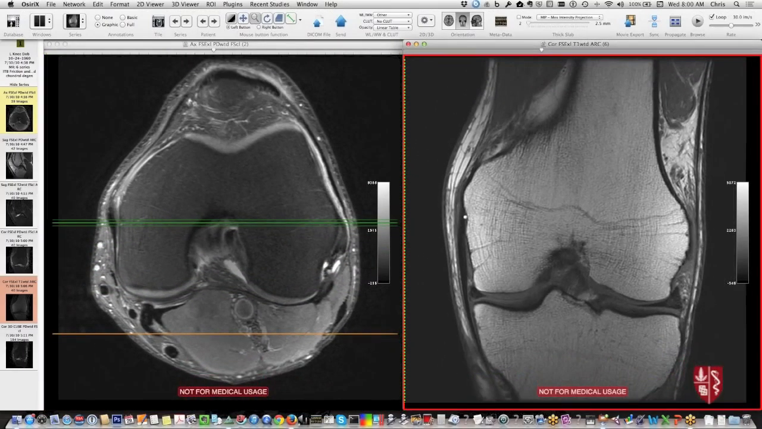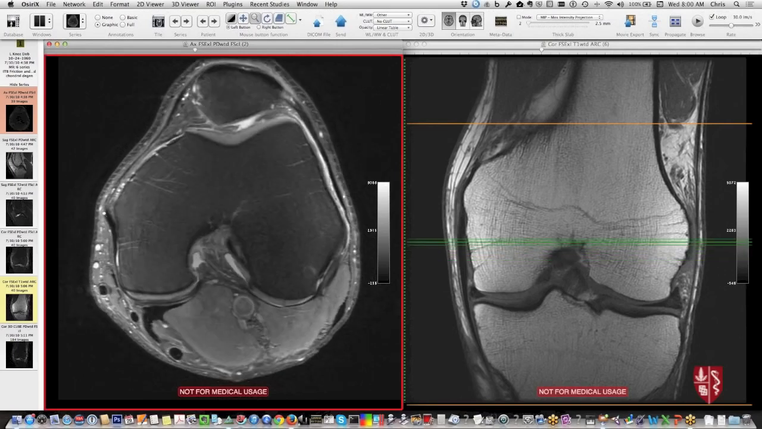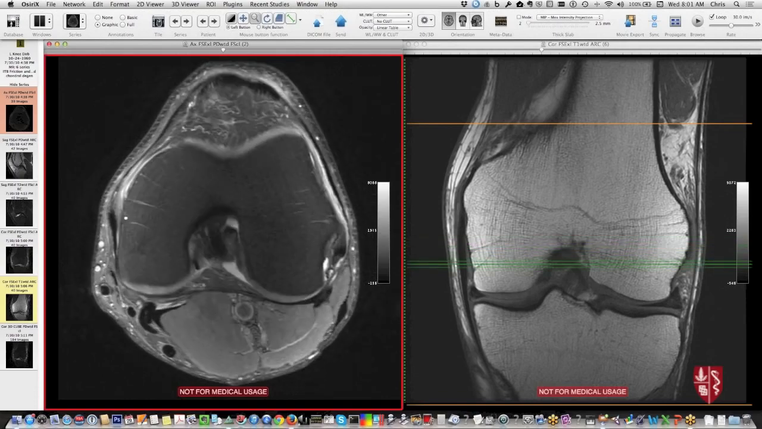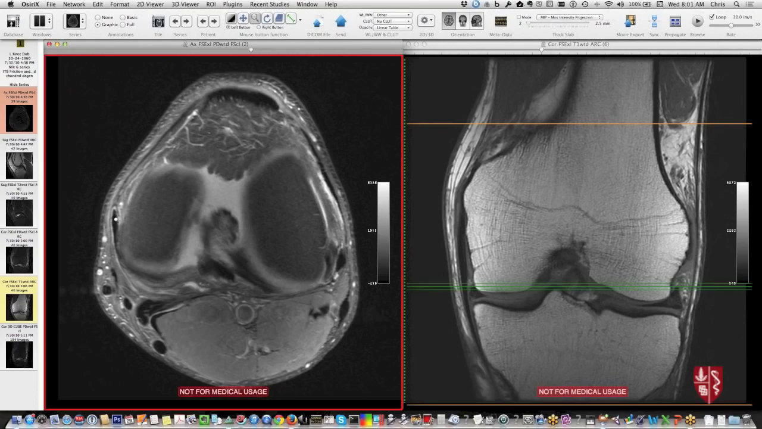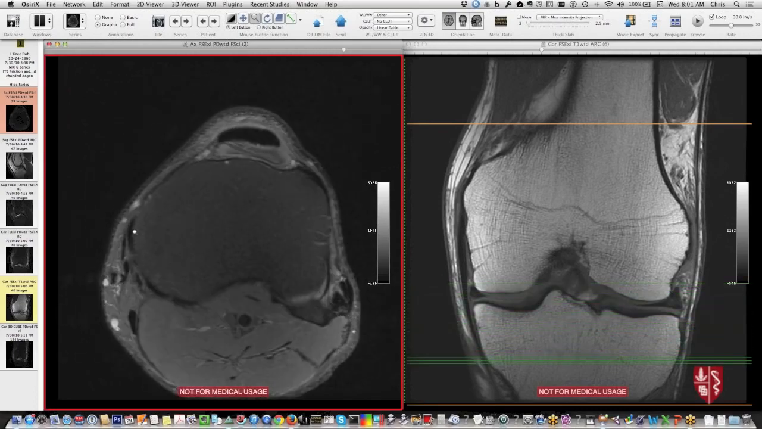So there's the MCL on coronal, and so here it is on axial. If you have an injury to it, they tend to be proximal, and you can restage and look better intrinsically at the ligament on the axials because you're cross-sectional to it. So there's the MCL, follow it down. It's pretty thin as you go down, and then it goes all the way down fairly far below the knee.